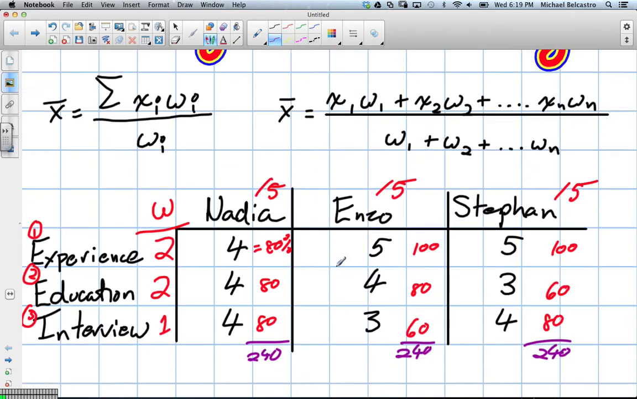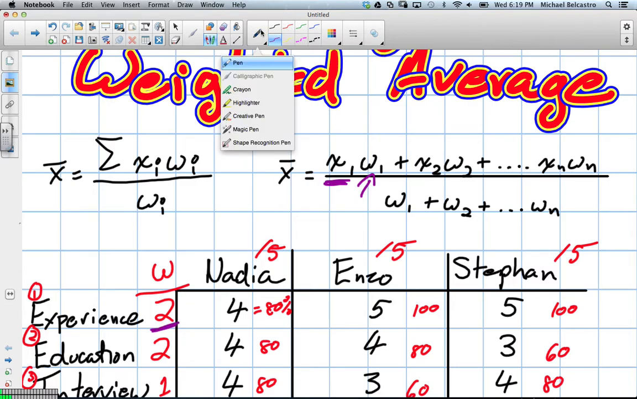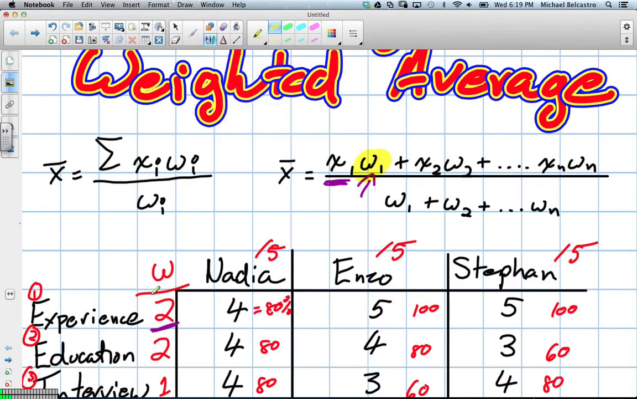Well, let's talk about this here, okay? This X bar, or X1, those are going to be our percentages, like you said. So we're going to turn them into decimals, and our weightings are these values here, okay? So our first weighting is a 2, our second weighting is a 2, and our last weighting is going to be a value of 1, okay?